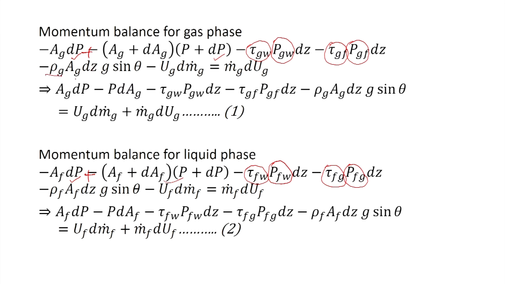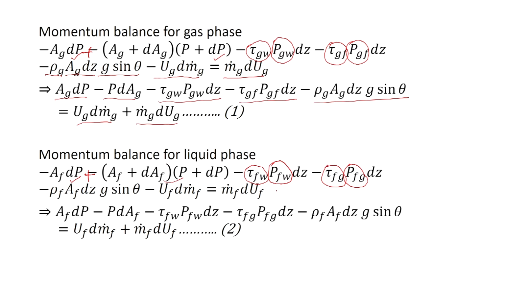And here this is the weight: rho g is the density of the gas phase, A g d z is the volume of the gas phase, area into length, and multiplied by g sin theta. So, this term is the weight of the gas phase. Now we can simplify it, and some terms get cancelled, and we get A g d p minus p d A g minus tau g w p g w d z minus tau g f p g f d z minus rho g A g d z g sin theta is equal to u g d m dot g plus m dot g d u g.